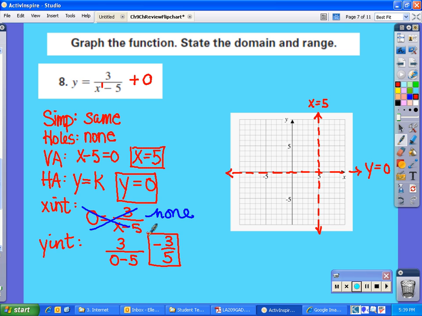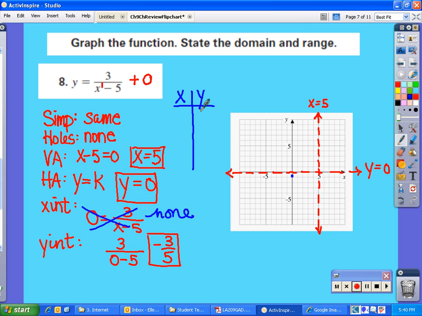I'm going to go put that on the graph. The y-intercept occurs on the y-axis at negative 3/5. Okay, now that only gives us 1 point and 2 asymptotes. What we usually ask for are at least 2 points on each side of our vertical asymptote. After that, we'll just sketch.